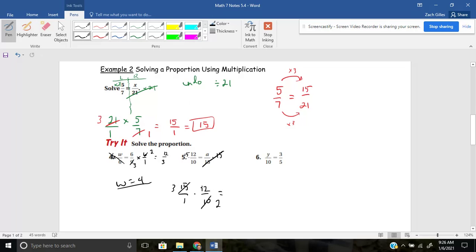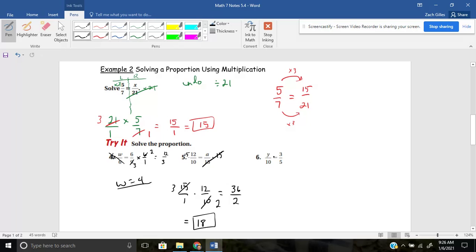And I've got 3 times 12, which would give me 36 over 1 times 2, which is 2. And 36 divided by 2 would give me 18. So A is equal to 18 for number 5.